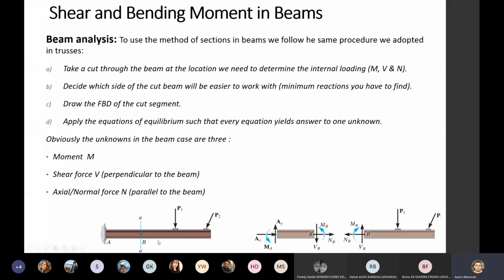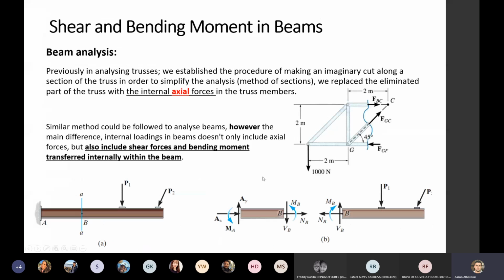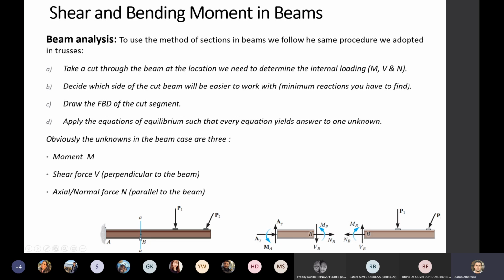If I needed to know, let's go back to trusses, the forces in these members, I took a section at these members. If I need to know the forces at these members here, I can't take a section here. I have to take it here. Similarly, if I need to know the bending moment value, bending moment, that means we are referring to M, or the shear force or the axial forces at one location, at this location here at point B, I have to take a section at that point.